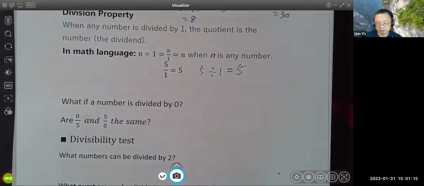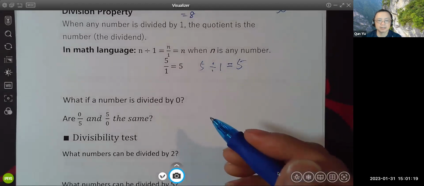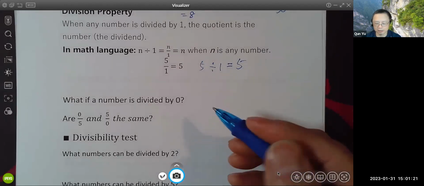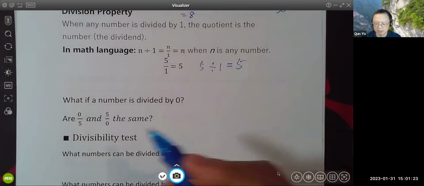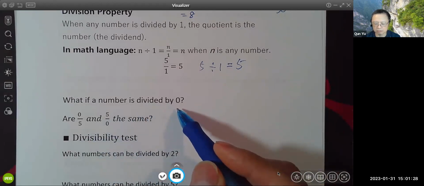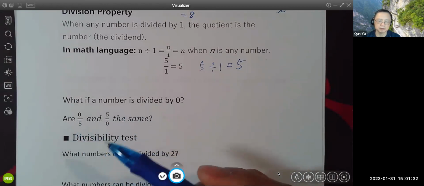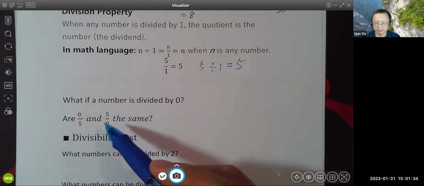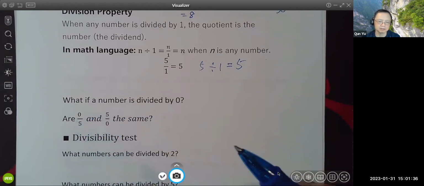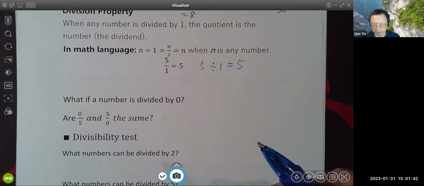Next property of division. What if a number is divided by 0? That's a very interesting question, right? Now, let's explain dividing by 0 by looking at these two. Sometimes people make a mistake by thinking that these two are the same thing. Actually, they are not, if we look at the meaning of this division operation.